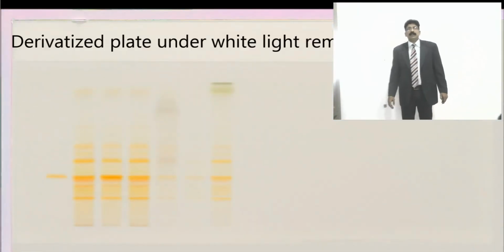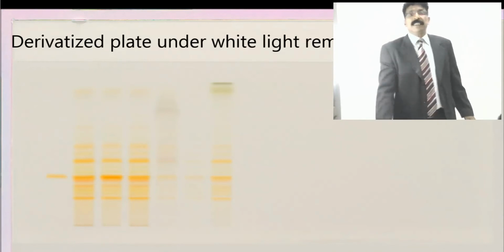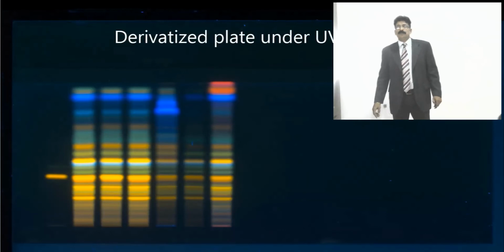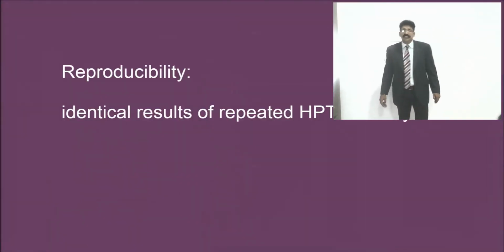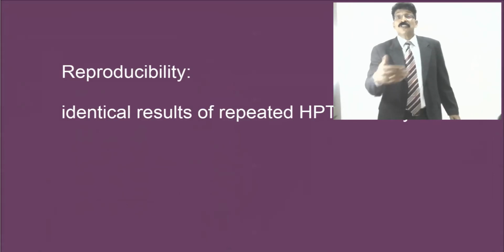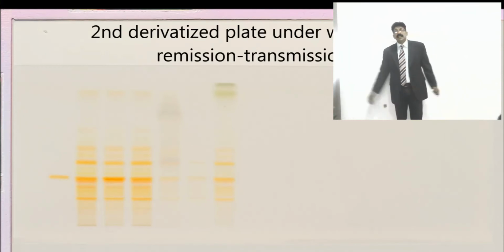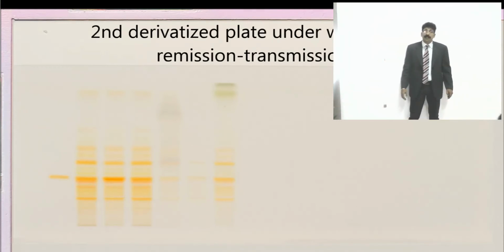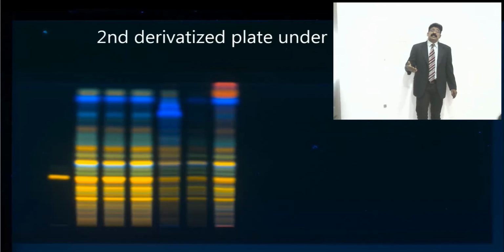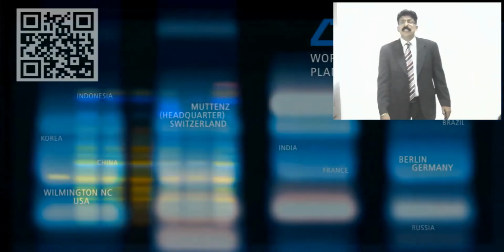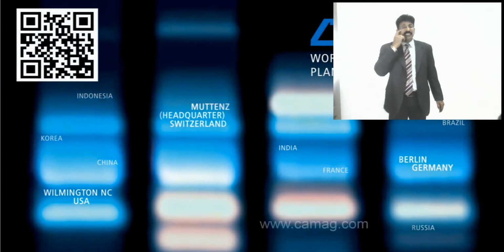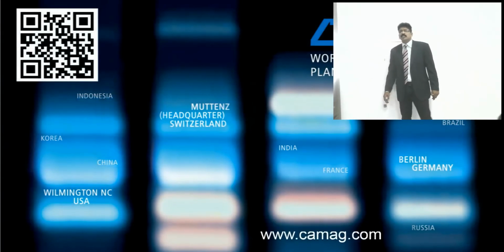You can see the bands very clearly in white light, and then in 366 nanometer and 254 nanometer. Reproducible HPTLC plates can be identified very clearly. And the second derivatization can also be done. Second color reagents can also be applied. Like this, the plates can be very clearly seen. So this is a very good, interesting instrument which can be easily used.